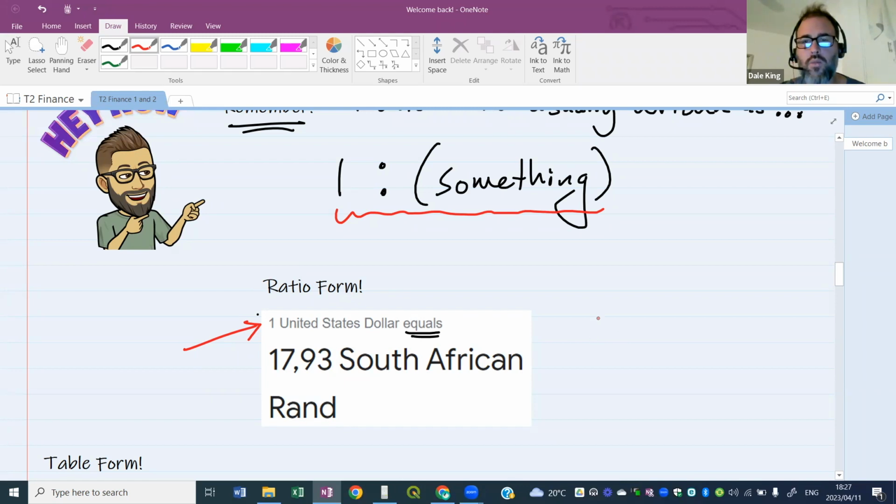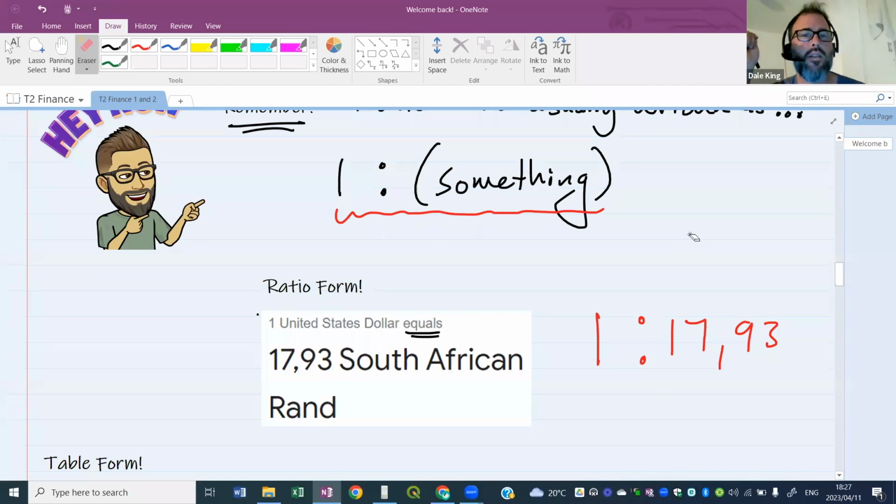It's very easy. So we're going to have 1 US dollar over here, and then is to 17.93 South African Rand. Okay, now let's try and understand what this actually says. It says that if you have 1 American dollar in your hand, it is worth the same as 17.93, almost 18 Rand. Let's call it 18 Rand. Your 1 American dollar is worth the same as 18 South African Rand.